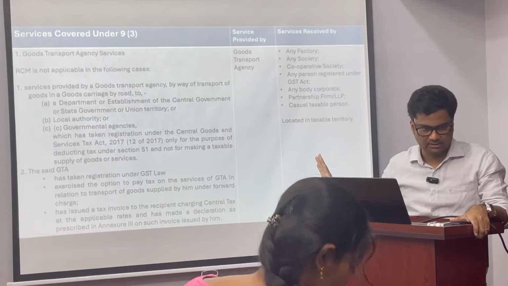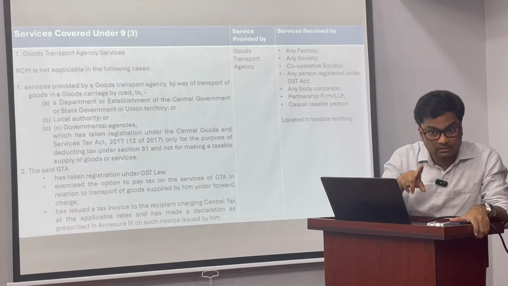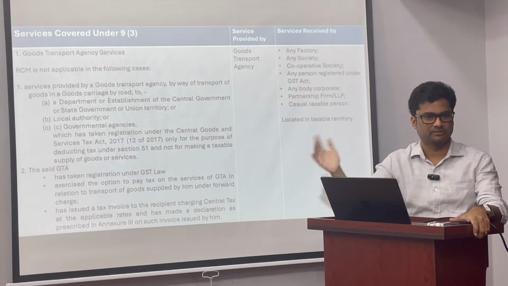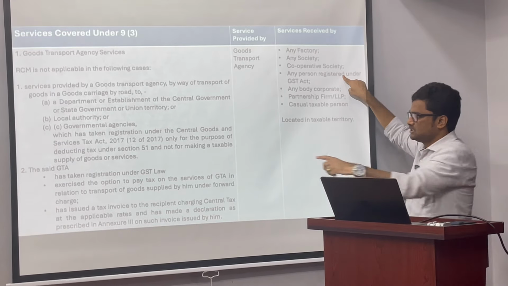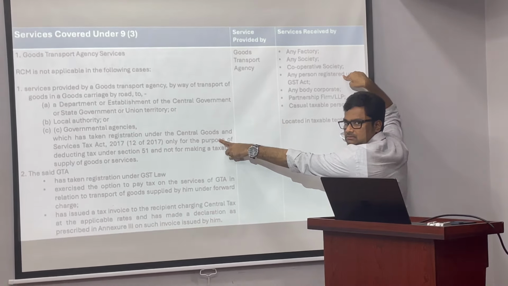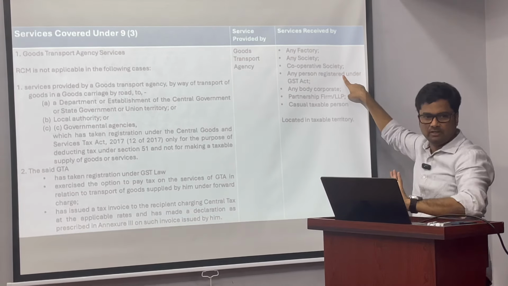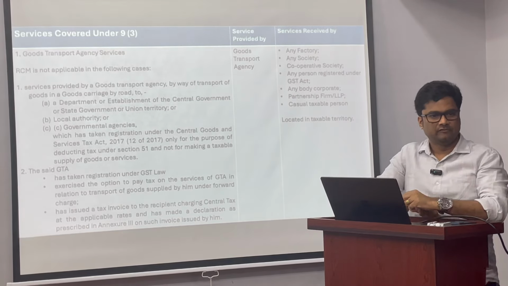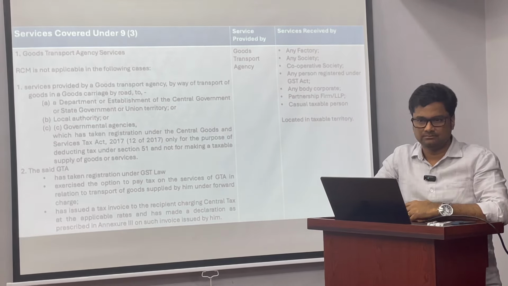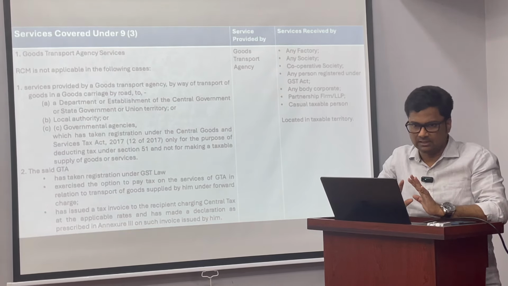Even if you are registered, but you are registered only for the purpose of section 51, RCM is not applicable. This is an exception to the rule. So even if you are registered, still RCM is not applicable. That means GTA has to pay tax under the forward charge mechanism. Clear? Not clear? Still any doubt?